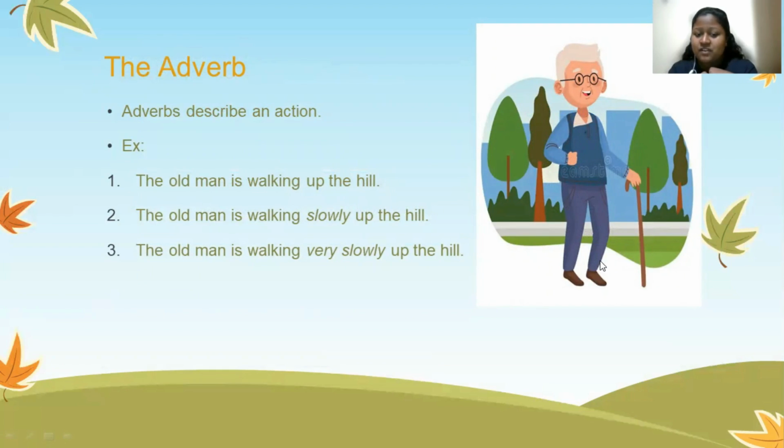The old man is walking very slowly up the hill because he's old and it is a hill. You know, it is hard to climb a hill than to walk on a flat road. It requires more strength. So since he is an old man, he is walking very slowly up the hill.